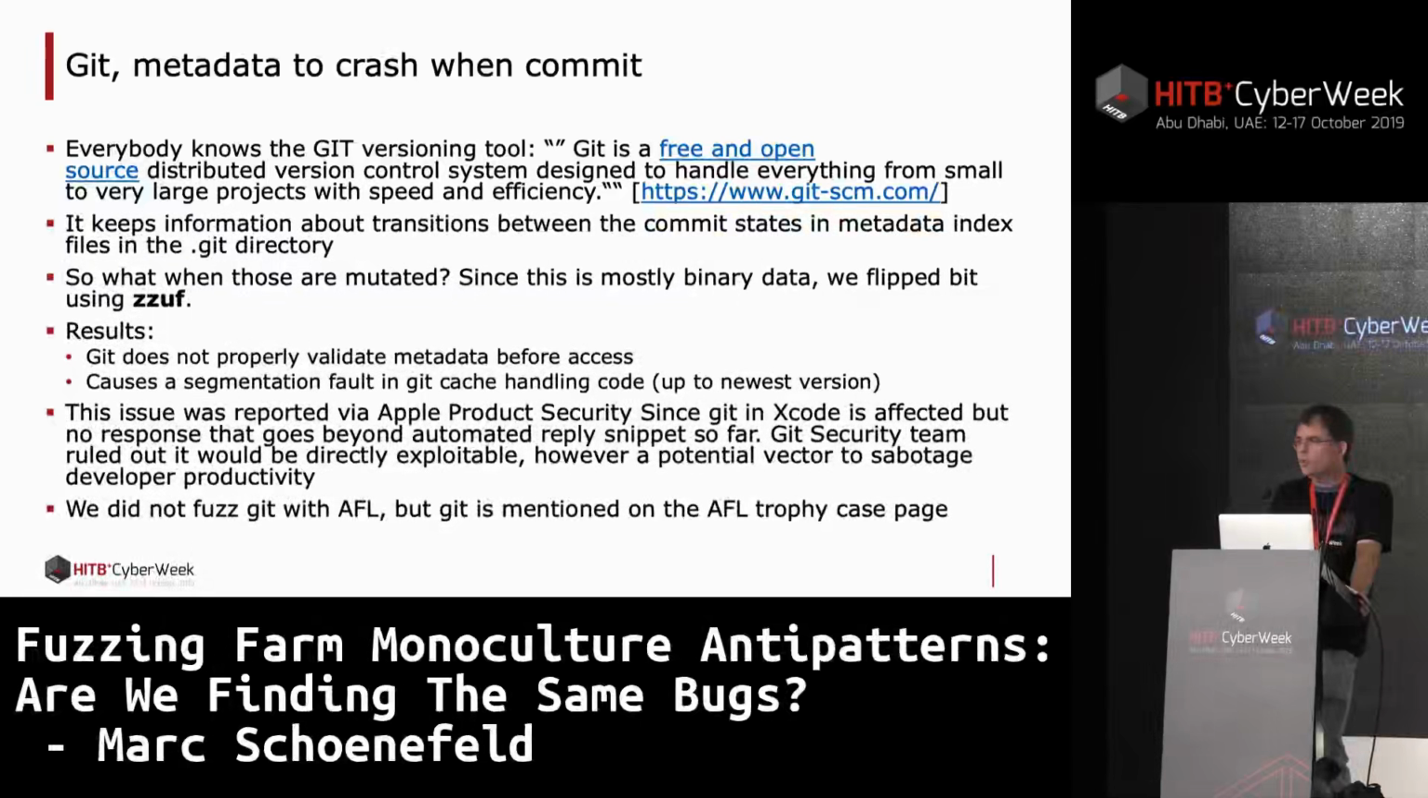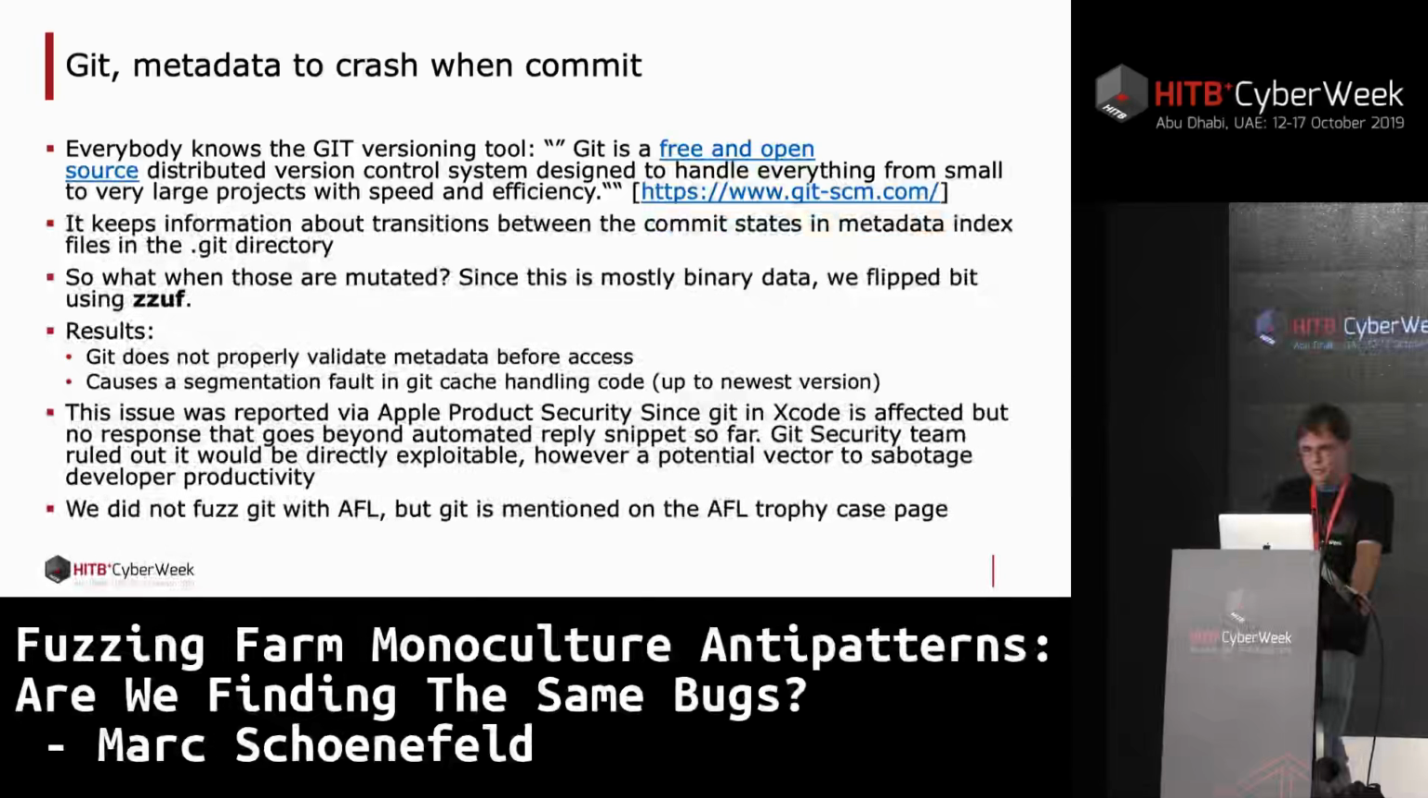So what can be mutated in this area? This is mostly binary data, so we flip bits with Zuff. The result was that Git does not properly validate the metadata before access and causes a Git segmentation fault in the cache handling code, up to the newest version.